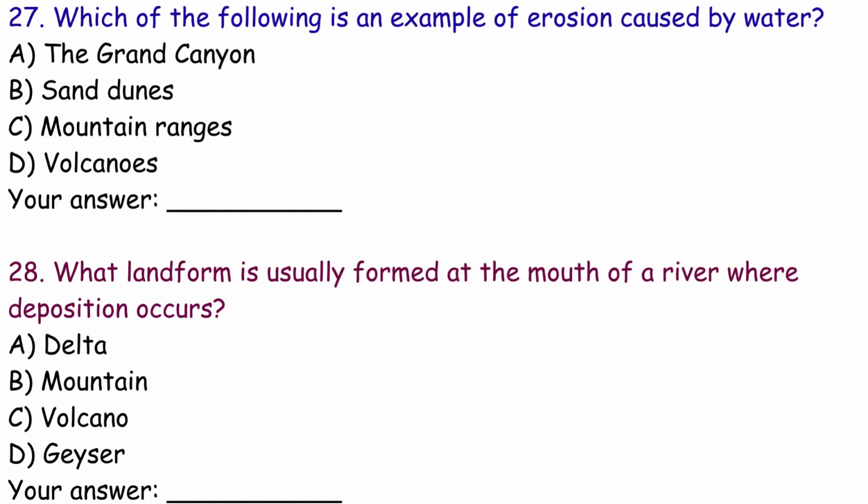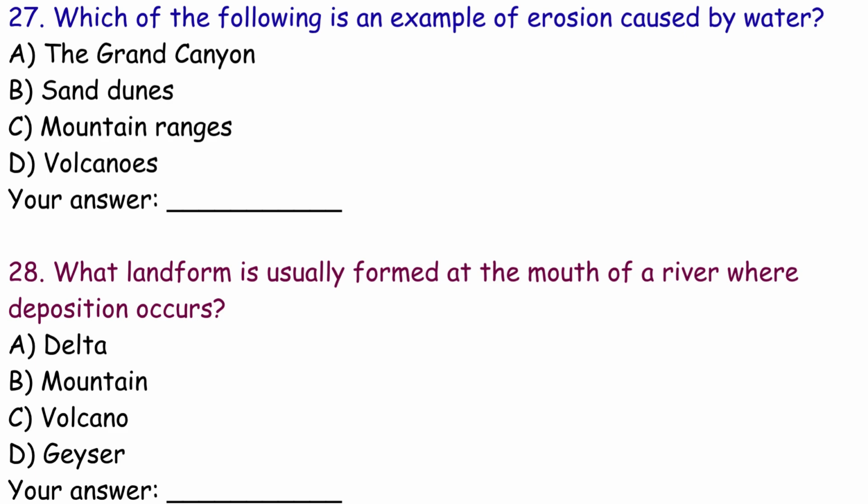27. Which of the following is an example of erosion caused by water? A. The Grand Canyon. B. Sand dunes. C. Mountain ranges. D. Volcanoes. Your answer.